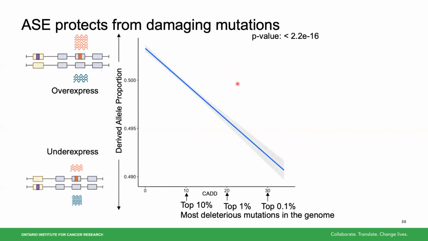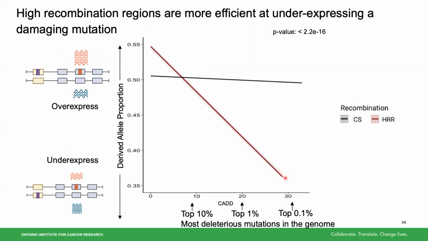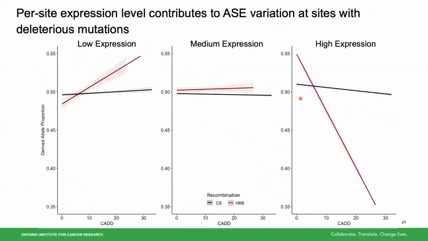So to briefly bring you back to this plot where we see this underexpression of highly deleterious mutations, but now I want to split this based on recombination. So we see regions of high recombination in red and low recombination cold spots in black. And we can see that this observed model is still holding true in our high recombination regions where we're underexpressing highly deleterious mutations, but it's not holding true in our cold spots or our low recombination regions. We don't see the same effect. Interestingly though, I also can split this based on expression.